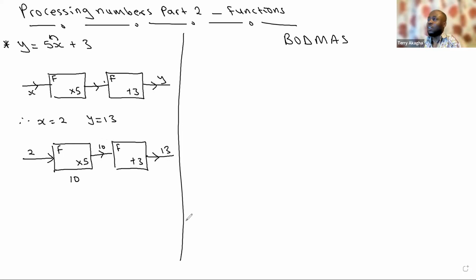All right. Let me just pick one more example. In processing numbers, I don't want to beat it too much. It's something that you just have to practice, practice more questions, and you will be fine. All right, so let's try another one.